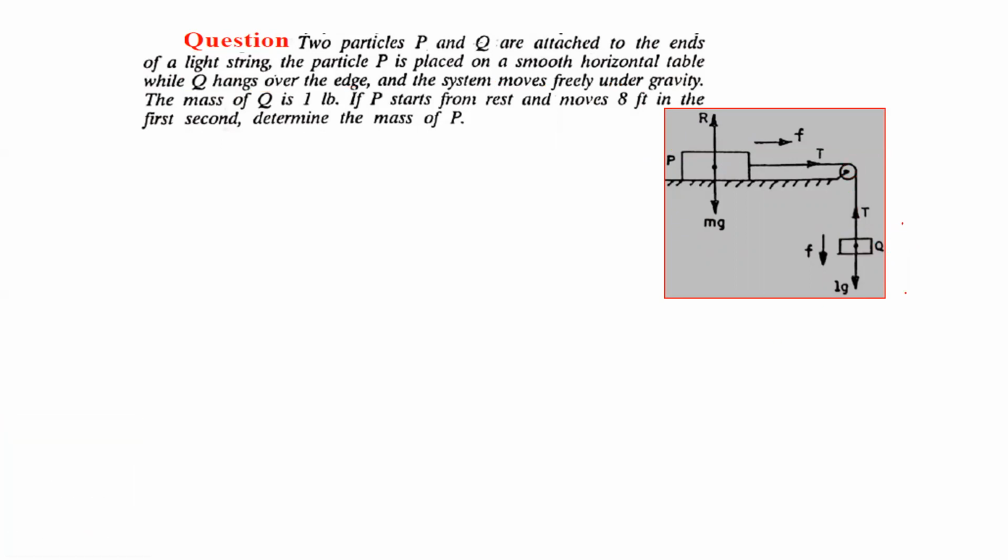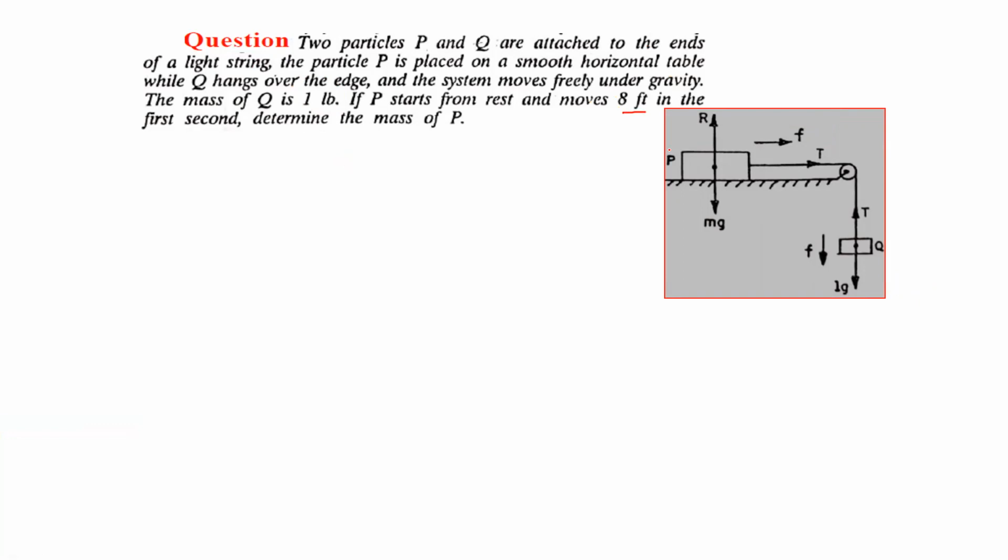This system is moving under gravity. That means this particle is moving downwards and this particle is moving towards the pulley. The mass of Q is 1 lbs weight. That means this mass is given in pounds, right? So 1 lb, that means the question is given in the foot-poundal system, FPS system, which sanu given hai. So lbs weight hai. If P starts from rest and moves 8 feet, so distance will be in feet, that is correct, 8 feet sanu given hai.